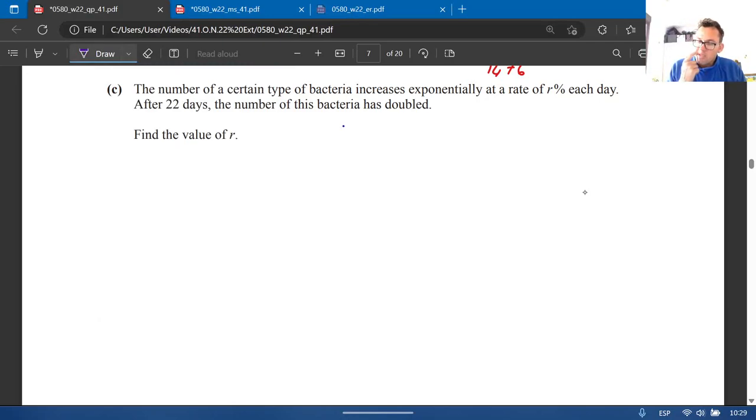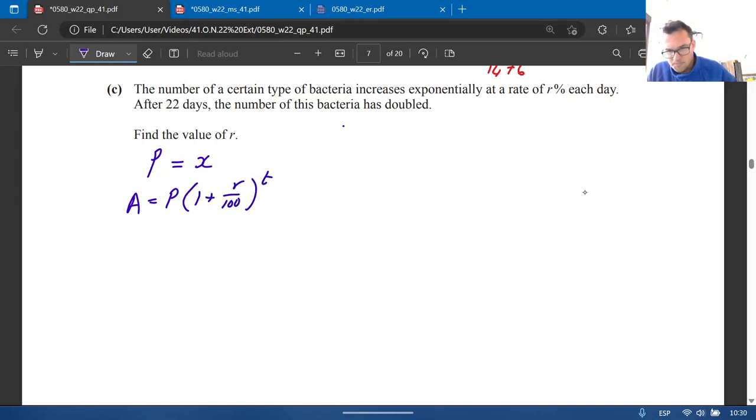The number of a certain type of bacteria increases exponentially at a rate of r percent each day. After 22 days, the number of the species has doubled. Find the value of r. Okay, so let's say there is an X amount of bacteria at the beginning. So the principal is X. So we're going to use the same formula for compound interest, because it's increasing. So that would be the amount at the beginning, times 1 plus the rate over 100 and the time.